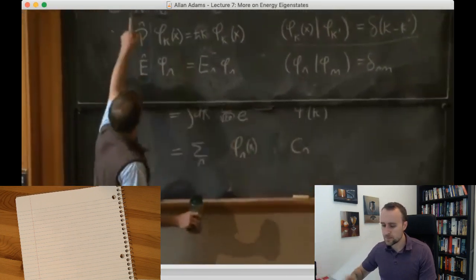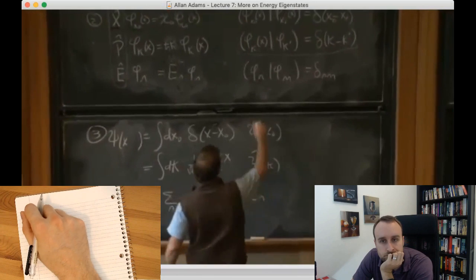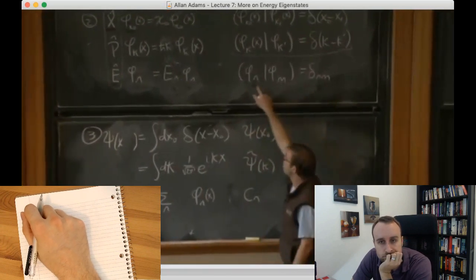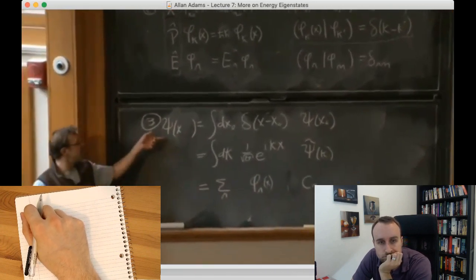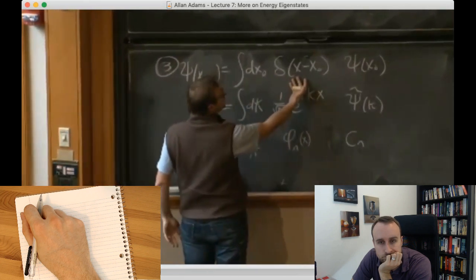So given the fact that we can associate observables to operators that come with special functions, the eigenfunctions, and those eigenfunctions correspond to having a definite value of the observable, and they're orthonormal. This tells us, and this is really the statement of the spectral theorem, that any function can be expanded in a basis of states with definite values of some observable.